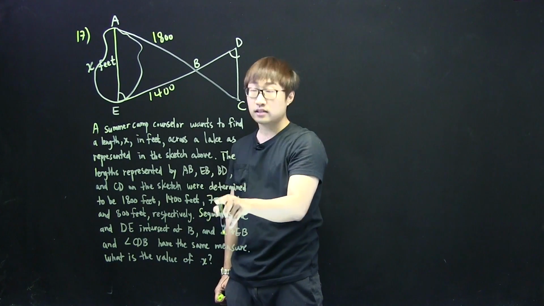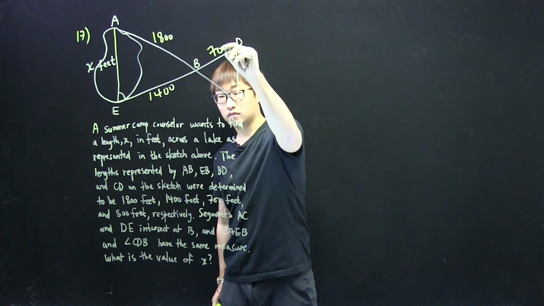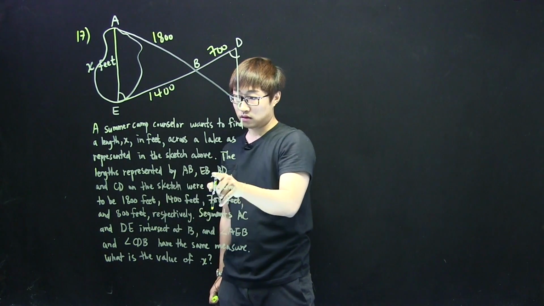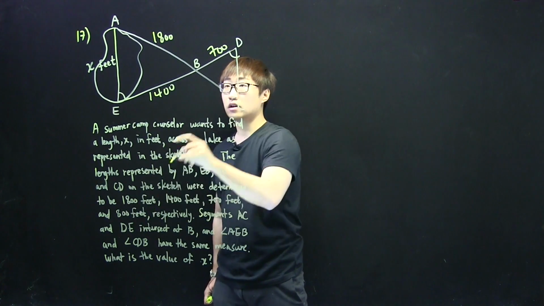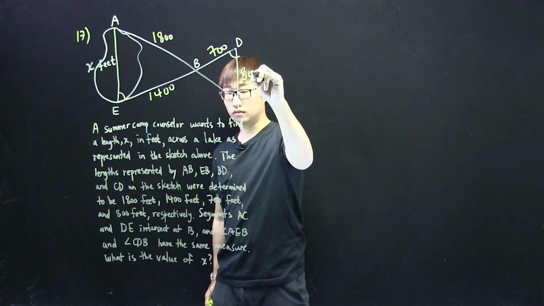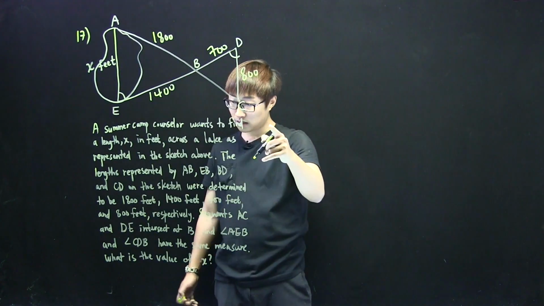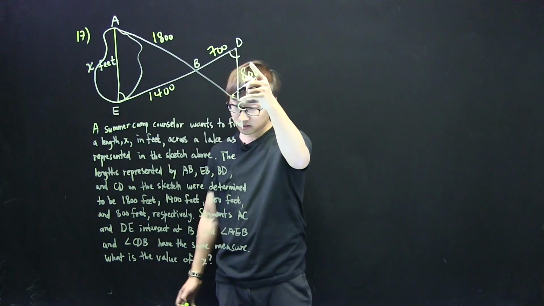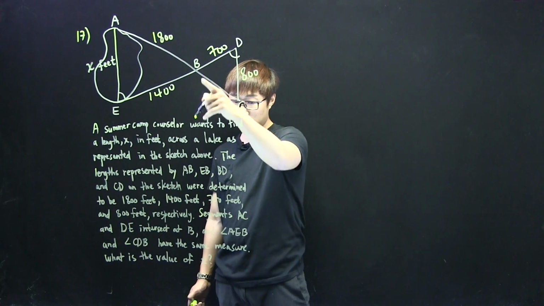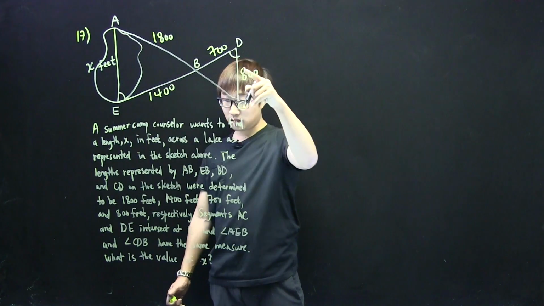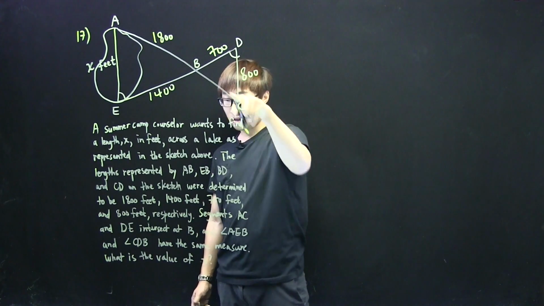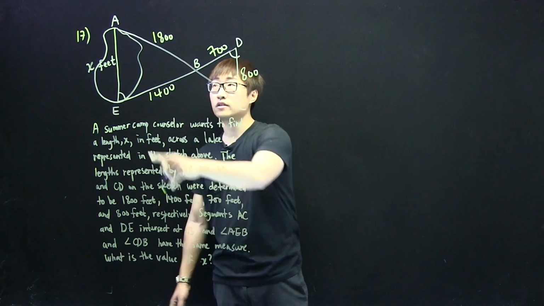And BD is 700. And then CD is 800, respectively. Segments AC and DE intersect at B. We see that. And AEB and CDB have the same measure. What is the value of x?